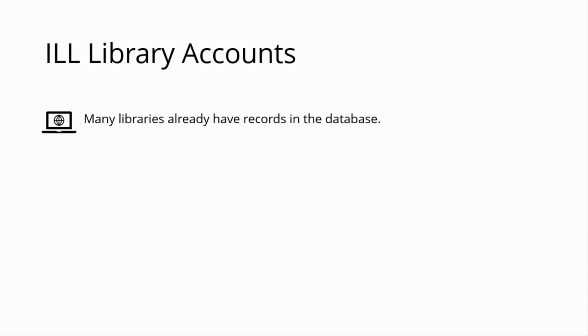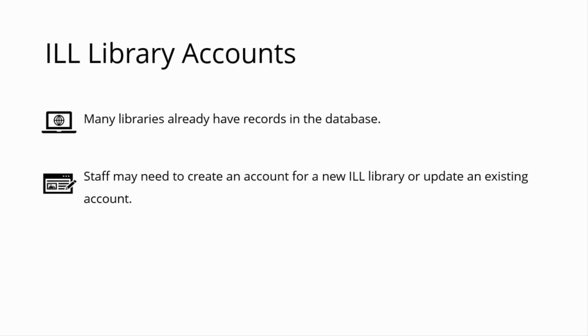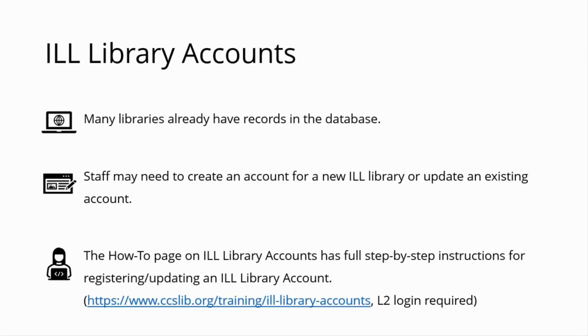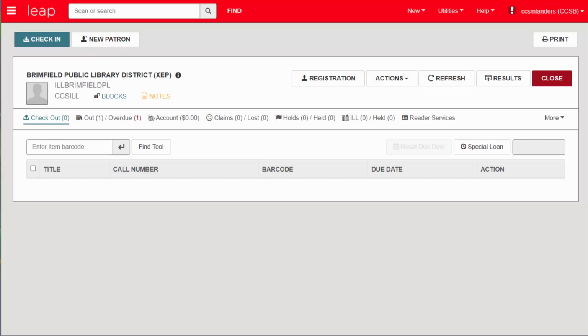Many libraries already have records in the database, but staff will find they may need to create an account for a new ILL library or update an existing account. This video reviews patron registration fields to pay attention to when working on an ILL library account. Refer to the how-to page on ILL library accounts for full step-by-step instructions. We will be using the record for the Brimfield Public Library District as our example in this video.